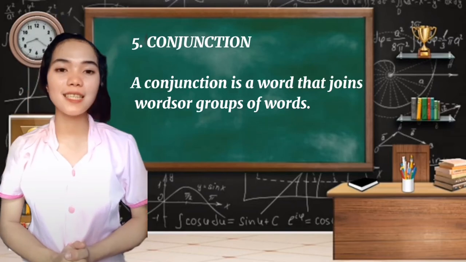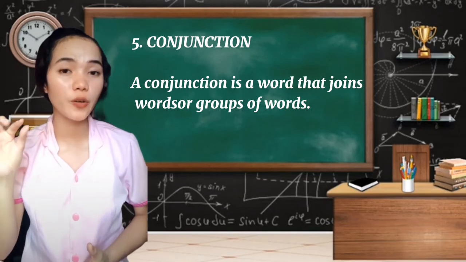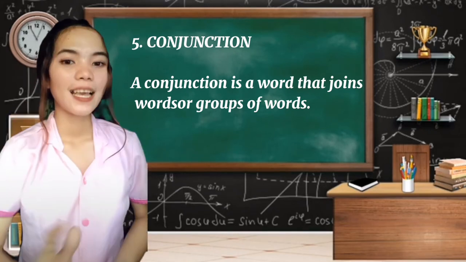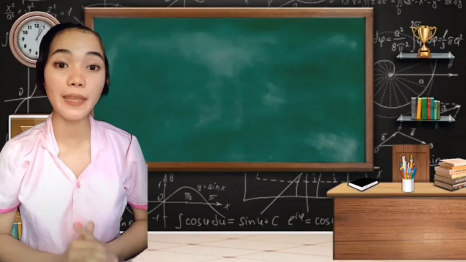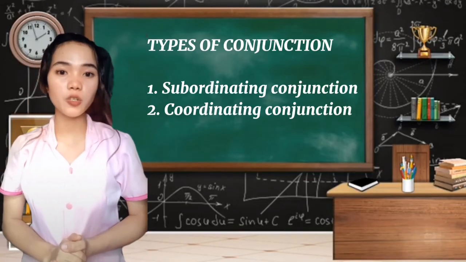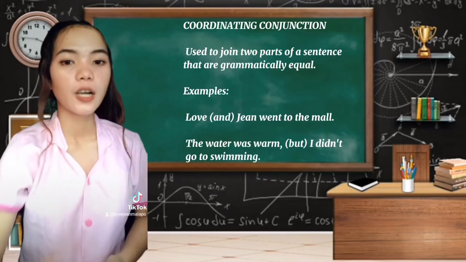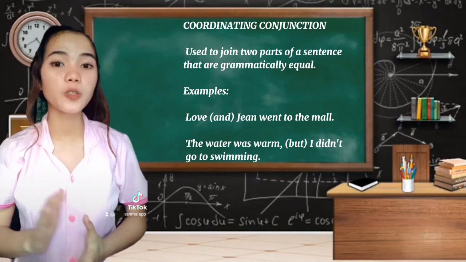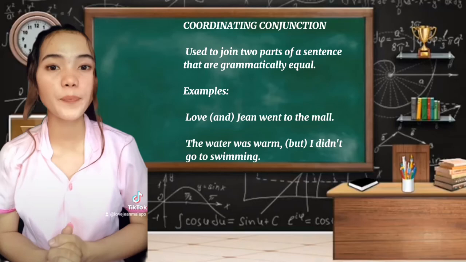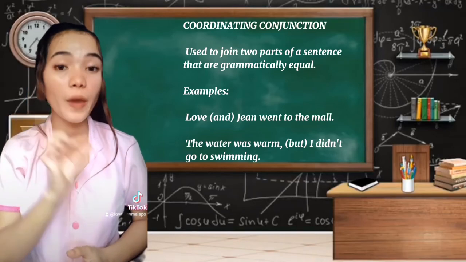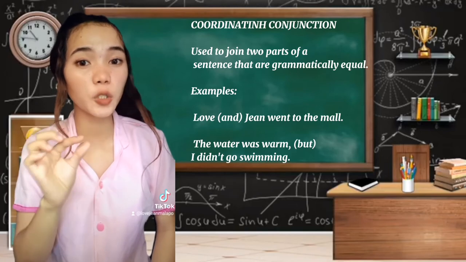Another part of speech is the conjunction. So conjunctions are the words that link other words, phrases, or clauses together. It allows you to form an elegant sentence to avoid choppiness. There are two types of conjunction, the coordinating conjunction and the subordinating conjunction. Coordinating conjunctions are used to join parts of a sentence that are grammatically equal. For example, Love and Jean went to the mall. The water was warm, but I didn't go swimming.